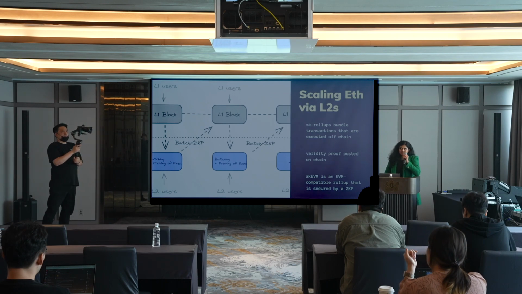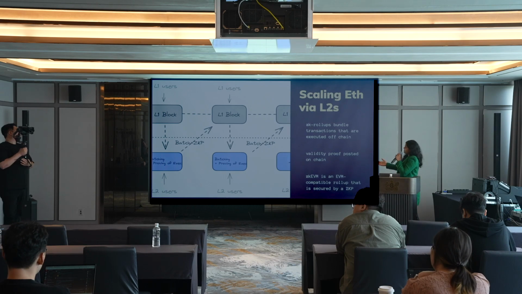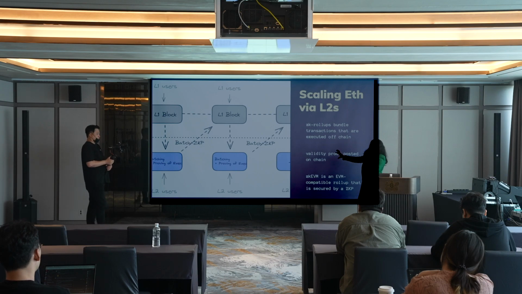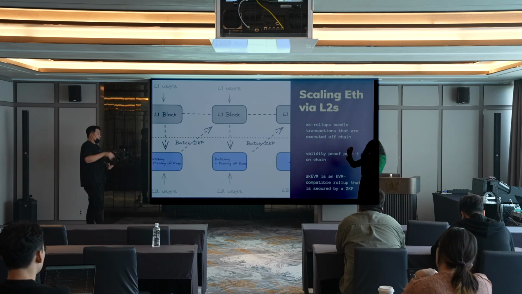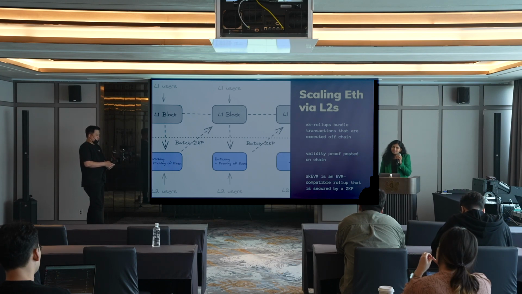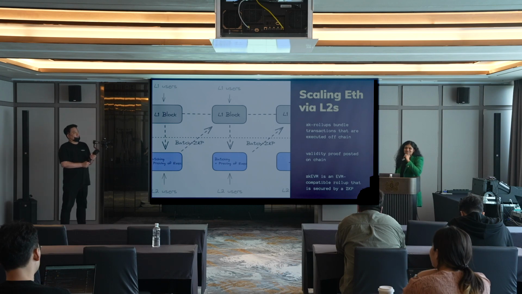Any questions? Yeah, validity proof is essentially a zk proof that proves the entire transaction was done correctly from the initial state to the final state. Good question.